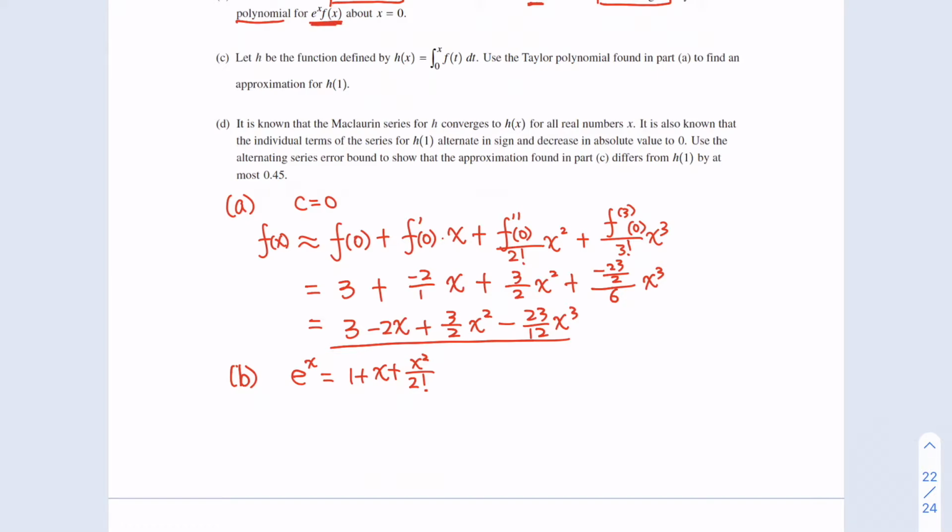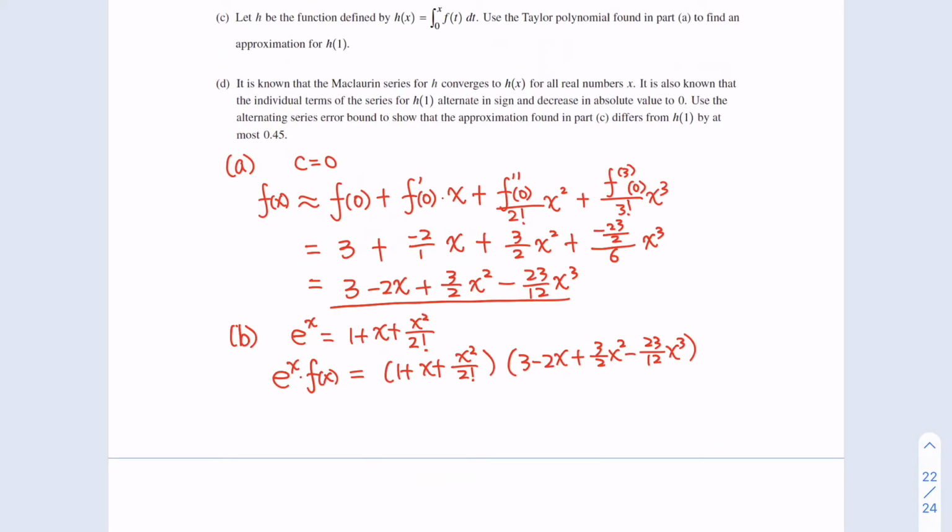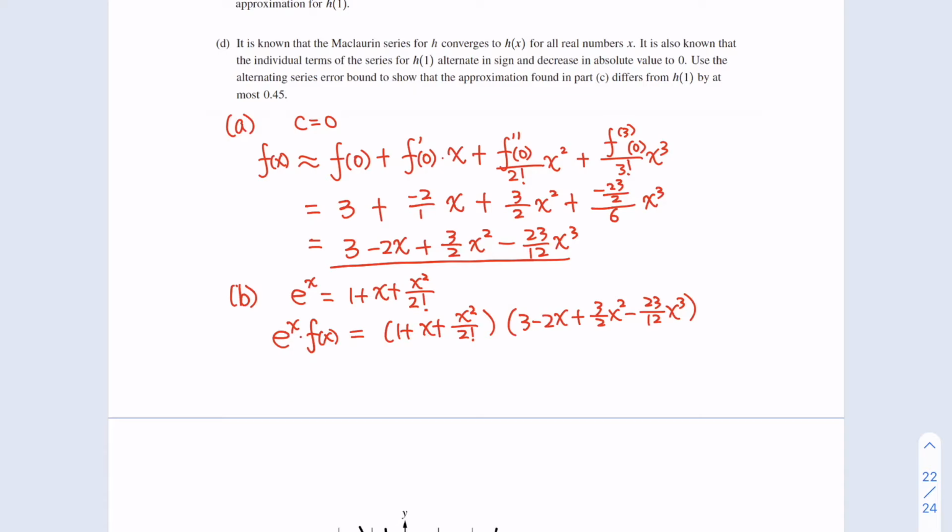So now we are looking for e to the x times f of x. Let's just copy everything down, times 3 minus 2x plus 3 over 2 x squared minus. We are looking for the second degree Taylor polynomial, so we just need to keep x squared. We don't have to go any further. So now we just multiply these two polynomials.